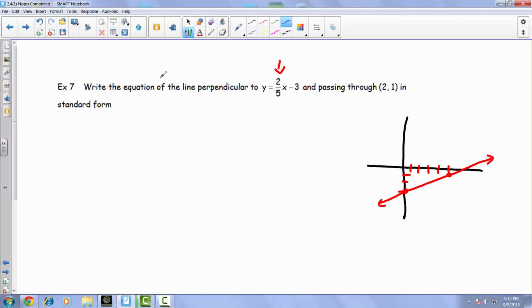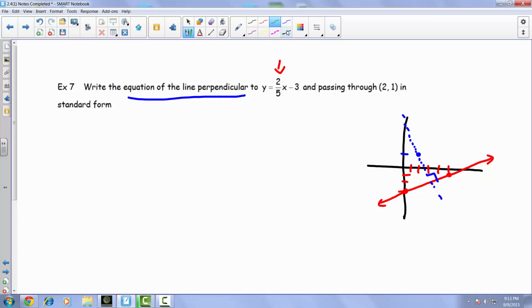Now we're trying to write the equation of a line that is perpendicular with this line, and it has to pass through 2, 1. So at this point we have 2, 1, and we're trying to figure out what is the equation that is perpendicular with this red line and passing through that point, creating again that 90 degrees if they are in fact perpendicular.